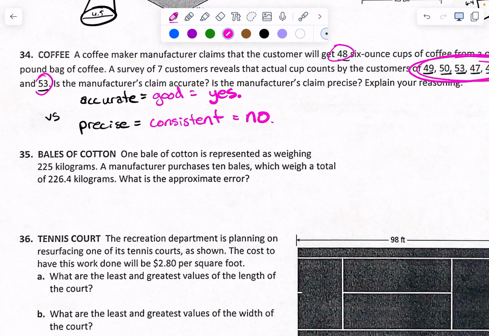1 bale of cotton is represented as weighing this many kilograms. And a manufacturer purchases 10 bales which weigh a total of this many kilograms. What is the approximate error? How do I do that? Bale's approximately 2.6. What's the approximate error? 1.4 kilograms. I just subtract them. That's the error. That's how much approximate error is, how much I'm off by, right? It's not saying percent error. I don't have to do that as a percentage, right?